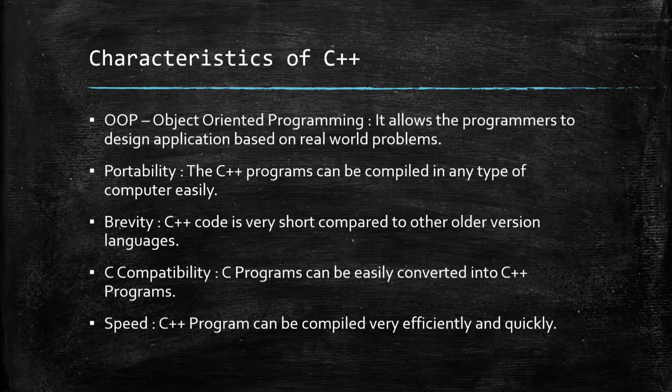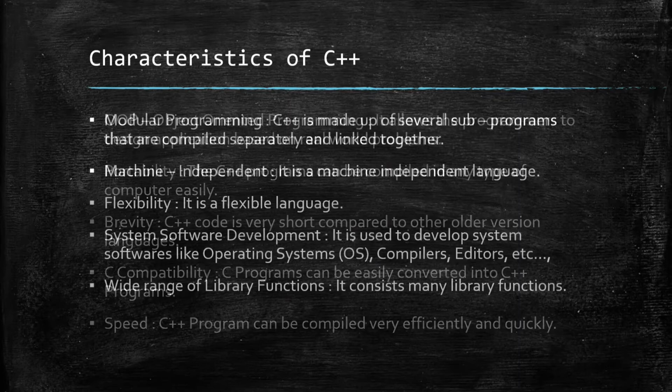Next, coming to C compatibility. C programs can be easily converted into C++ programs, since C++ is also made up of the mother language C. Coming to the next point, speed. A C++ program can be compiled very efficiently and very quickly. It has a higher rate of speed.